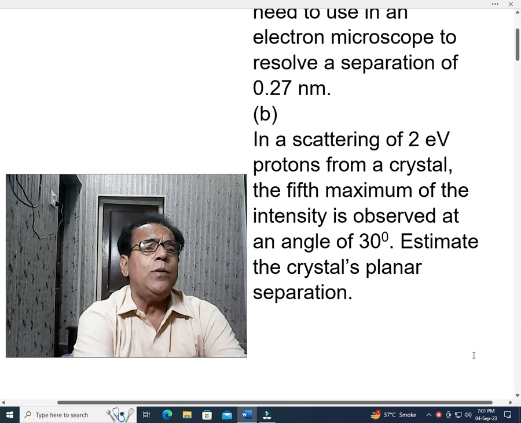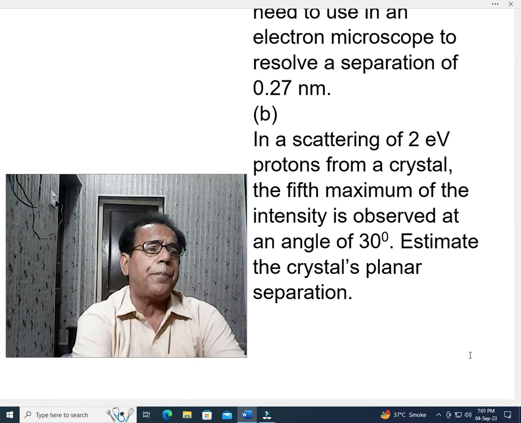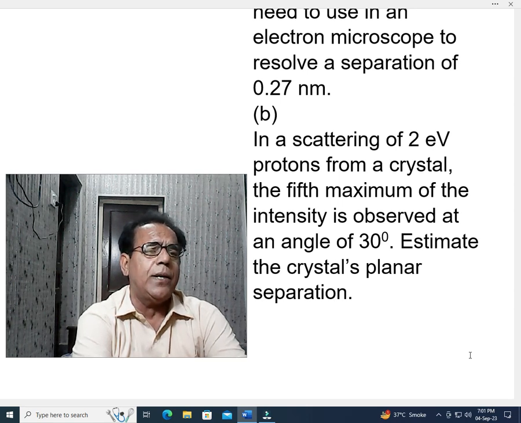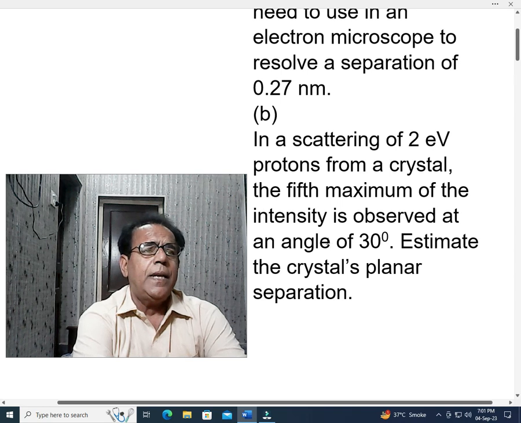Part B: in a scattering of 2 electron volt protons from a crystal, the fifth maximum, meaning n equal to 5, of the intensity is observed at an angle of 30 degrees. This is the angle of Bragg's relation. Estimate the crystal's planar separation.